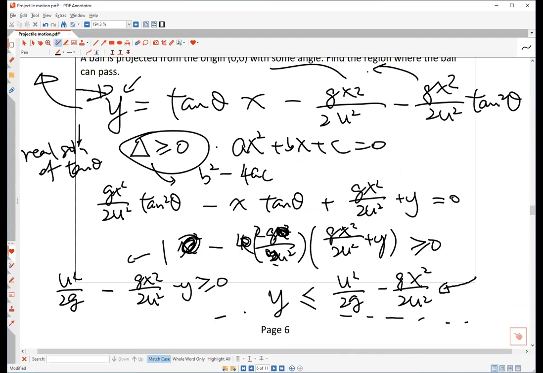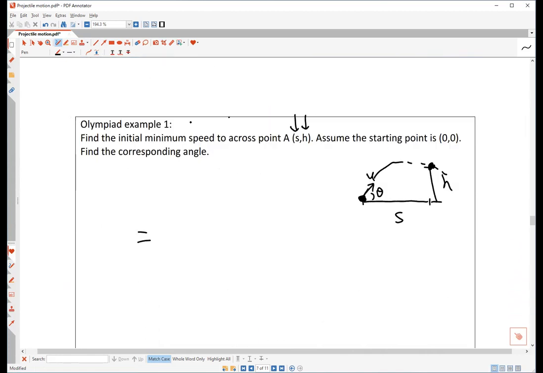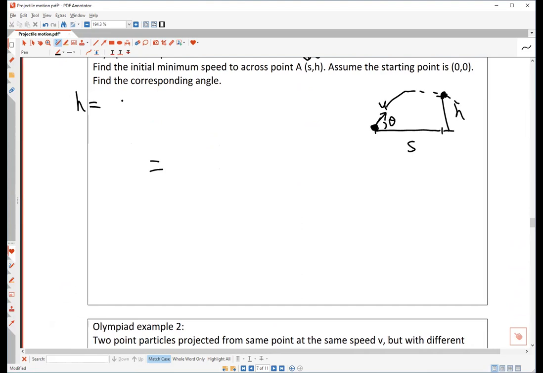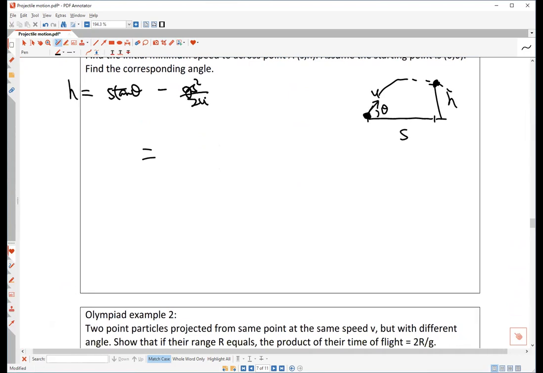Use this formula again, but actually using a similar formula. So what we can do is substitute the s and h in the equation of trajectory first. So what you get is x equal to s tangent theta and then minus g s squared over 2u squared.